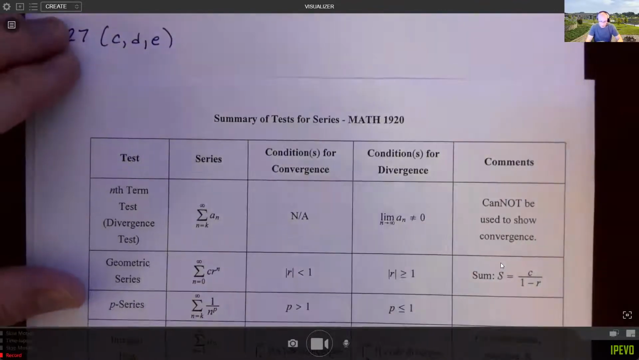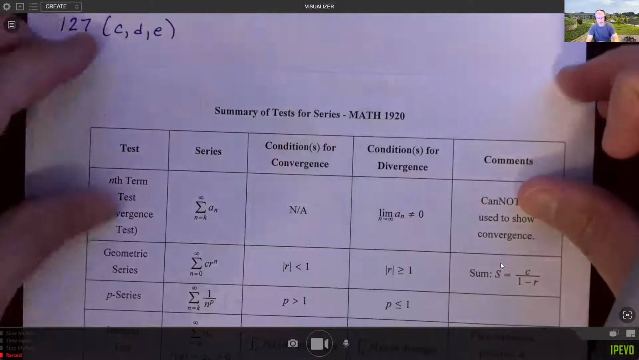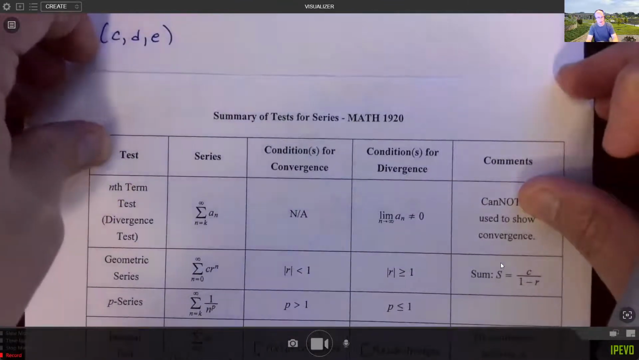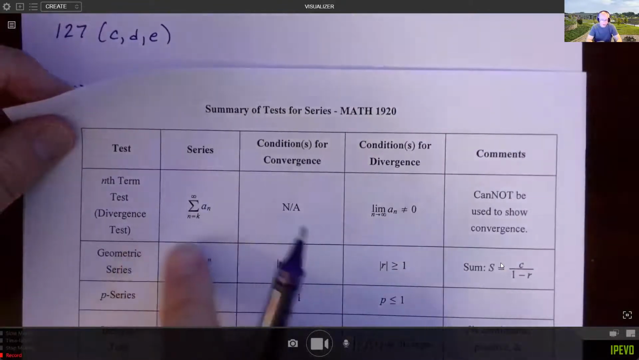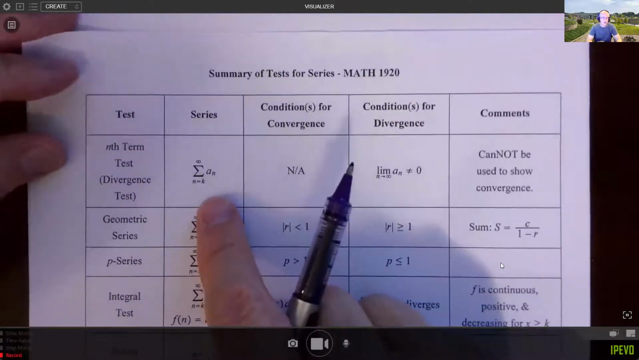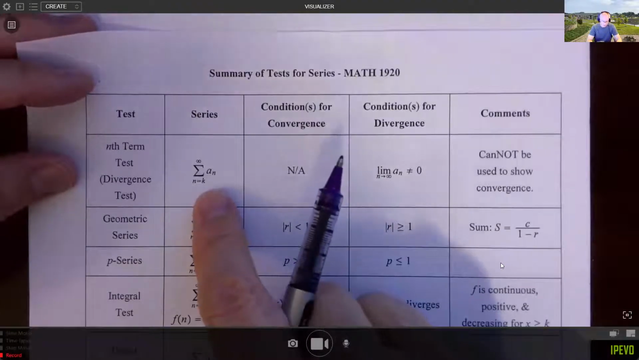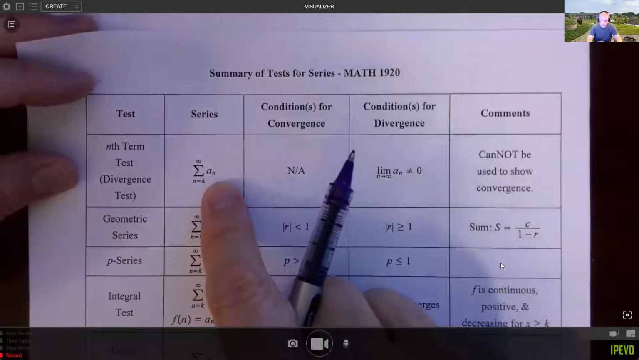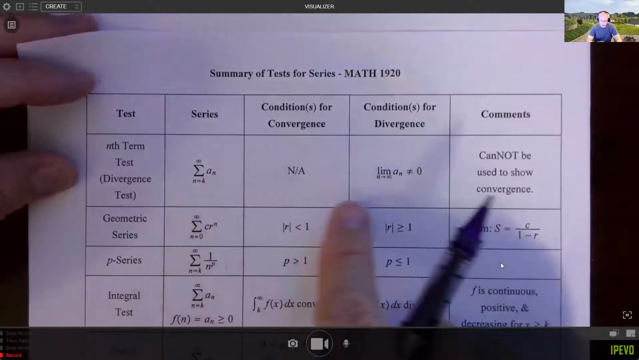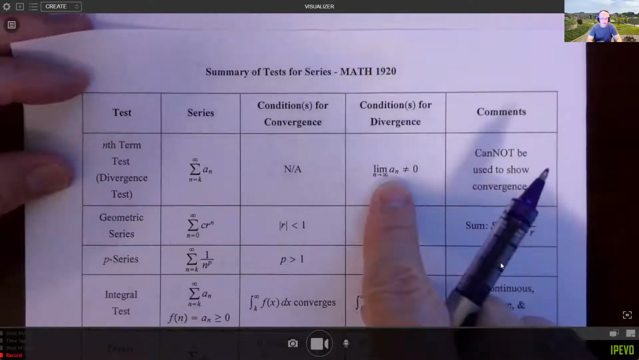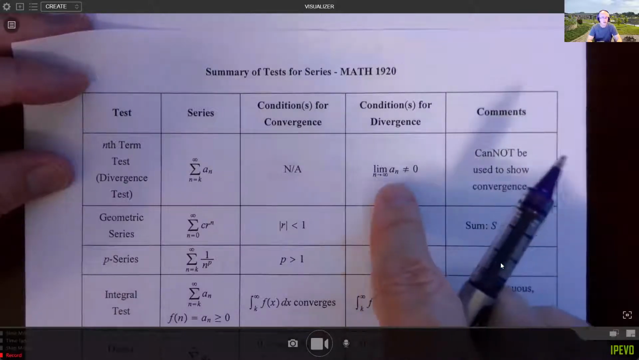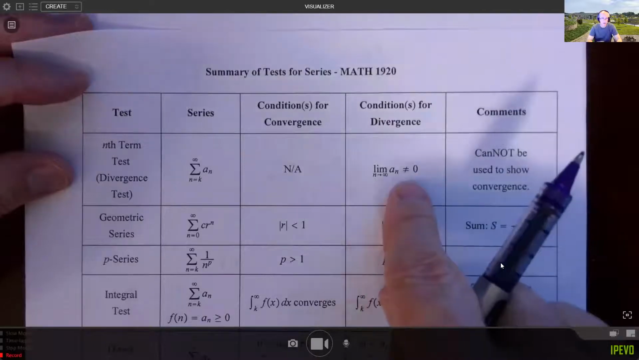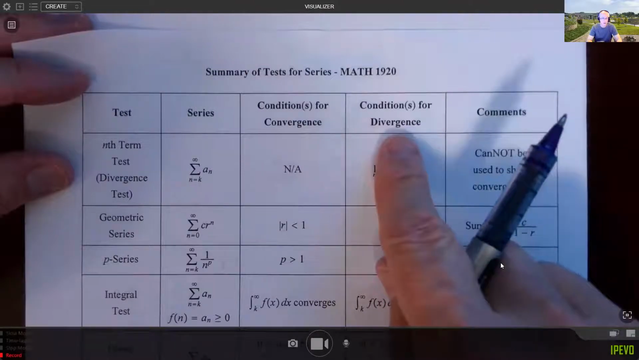Now, I do have here a copy of the summary of tests for series sheet that you'll have on your test. And you can see at the very top is the nth term test or divergence test. And this test is very important because we know for any series where the terms that I'm adding up are the a sub n's, if the limit of that sequence of terms is not zero, if they're not approaching zero, then the series will definitely be divergent.